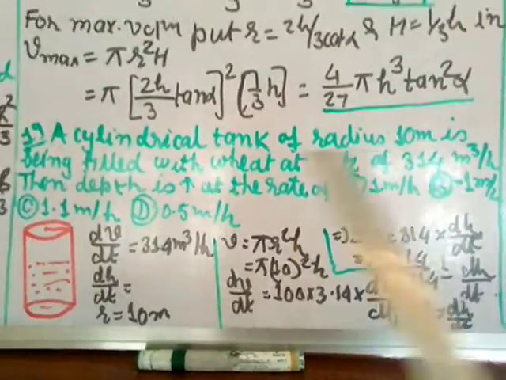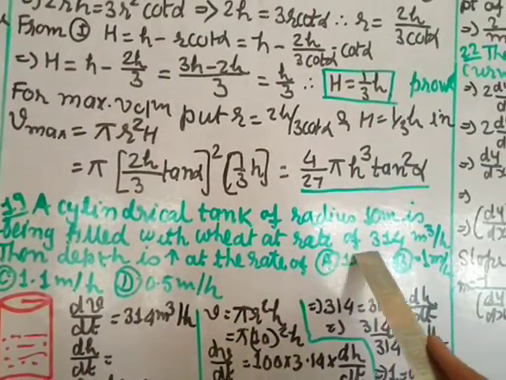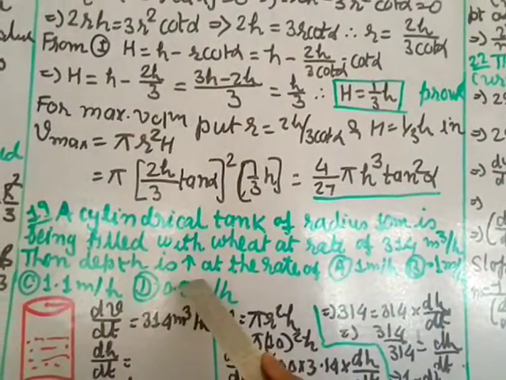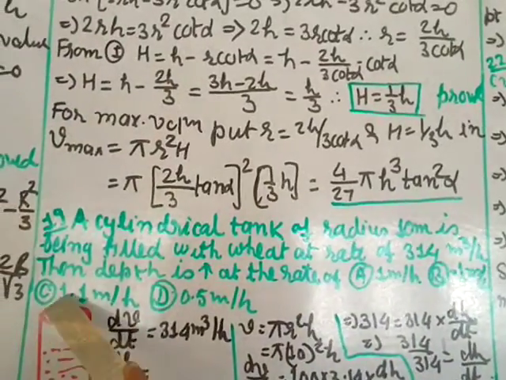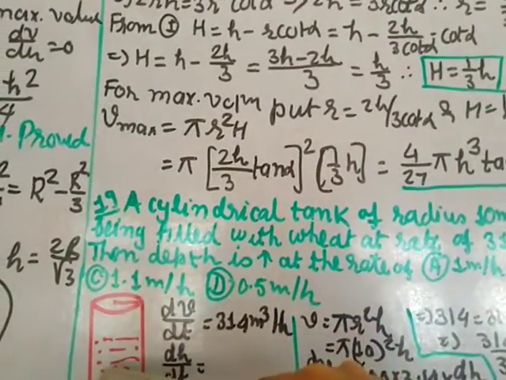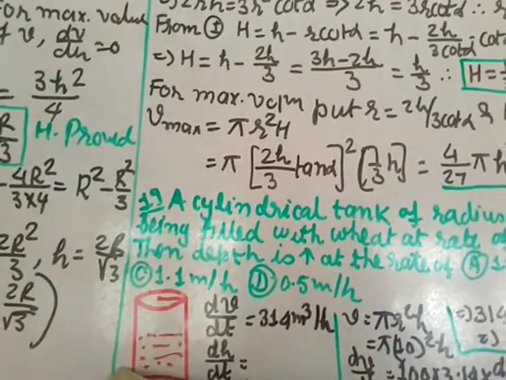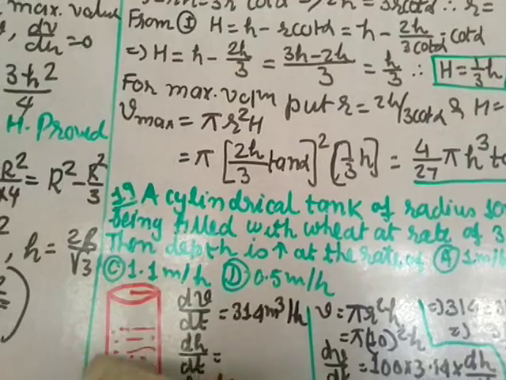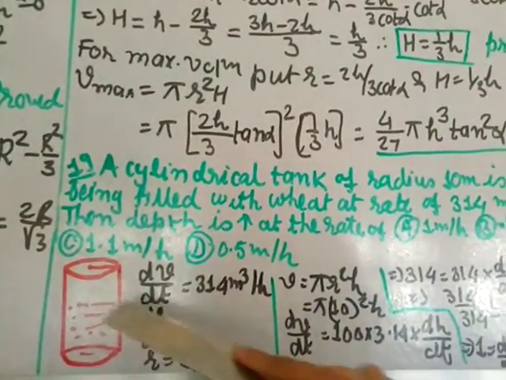Question number 19. A cylindrical tank of radius 10 meter is being filled with wheat at rate of 314 meter cube per hour. That means they have given the change in the volume. Then depth is increasing at the rate of: A, 1 meter per hour; B, 0.1 meter per hour; C, 1.1 meter per hour; D, 0.5 meter per hour. This is a cylindrical tank. You are pouring the wheat here, so volume is increasing and height also increasing. The volume rate is given, dV by dt is 314 meter cube per hour. They have asked how the height is increasing, that is dh by dt is asked, and R is given as 10 meter.